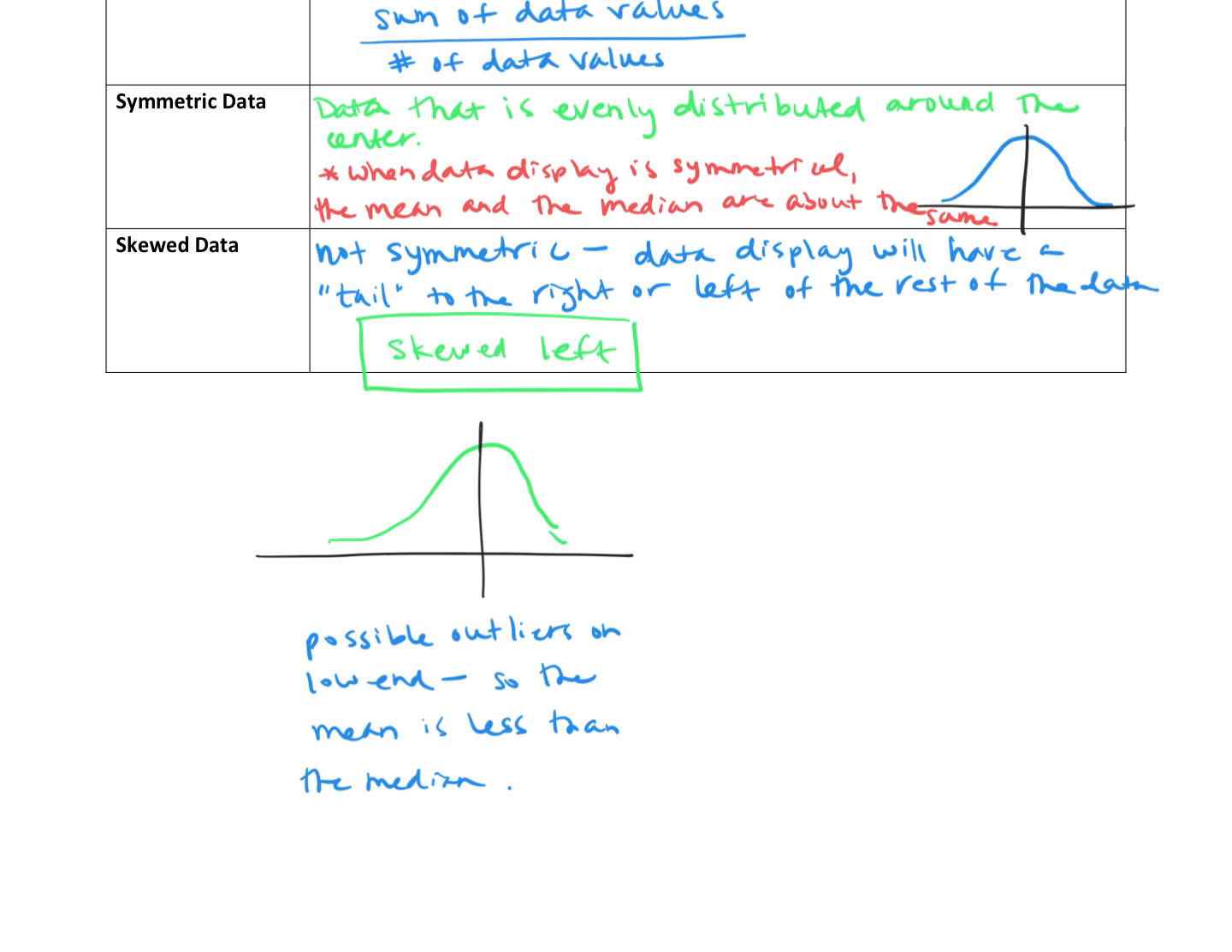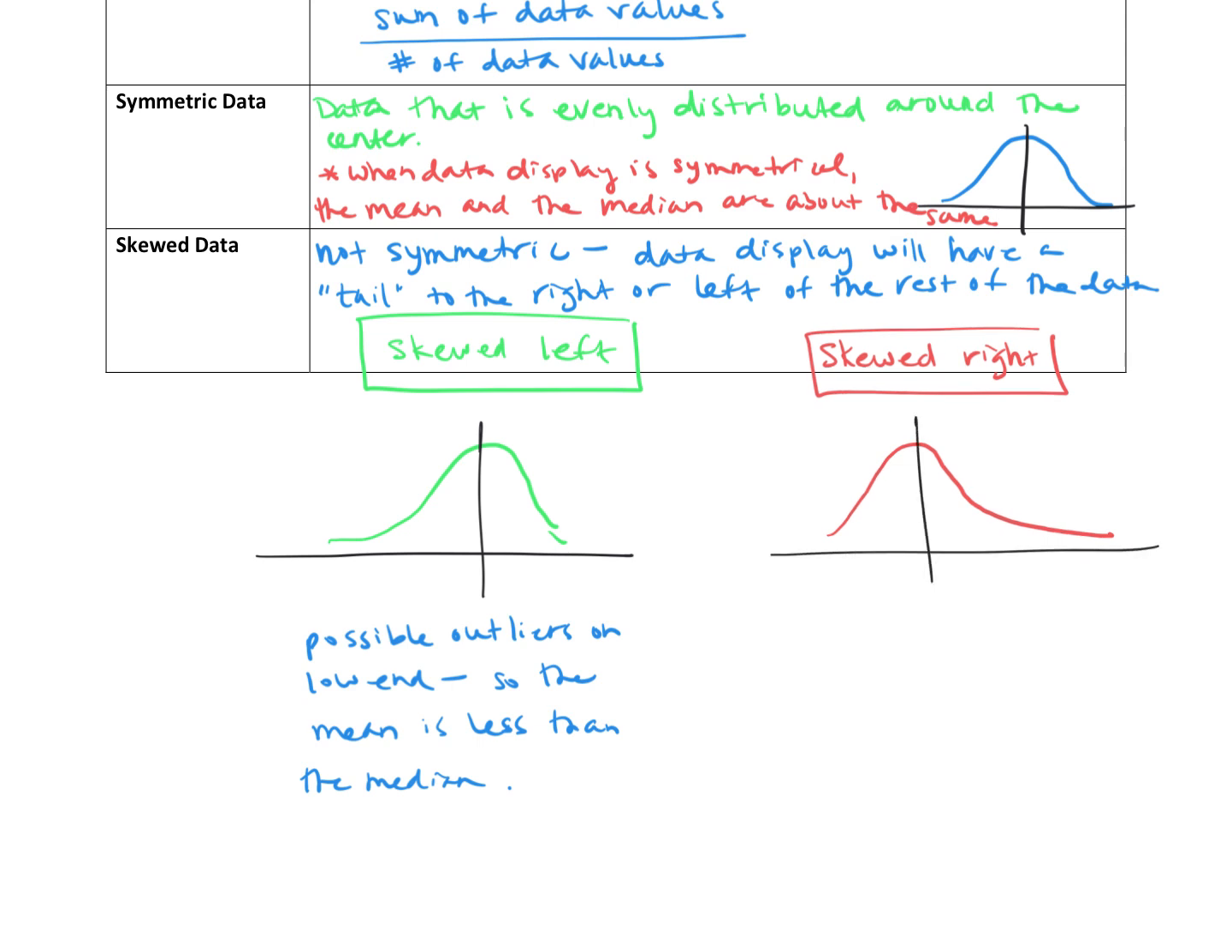All right, last, what if your data is skewed right? So skewed right means that you might have that tail on the right end of your data. So you've got most of your data here, but then you've got that tail off on the right. So here's kind of most of your data and it's skewed right over here. So that happens when you have possible outliers on the high end.